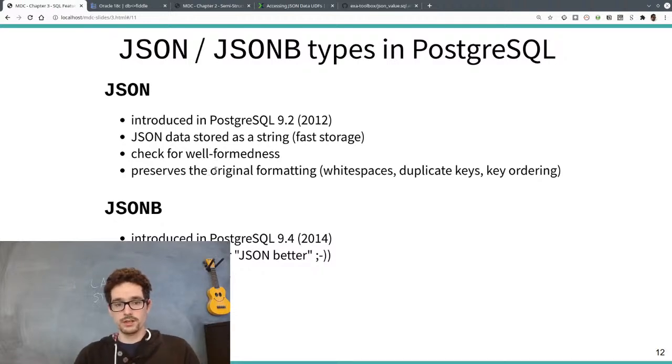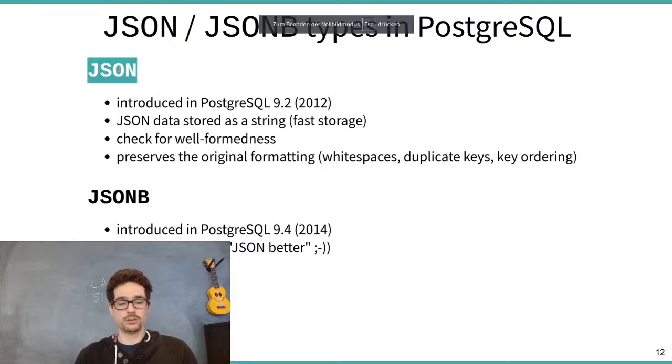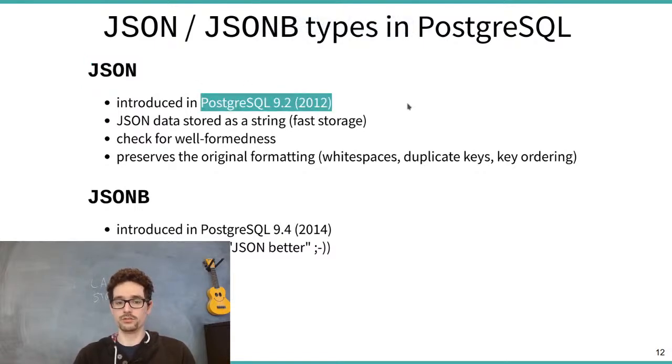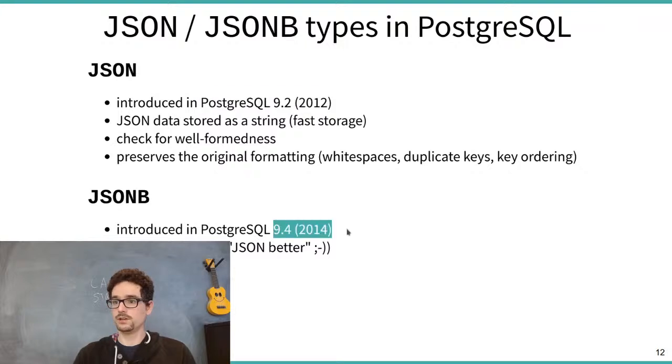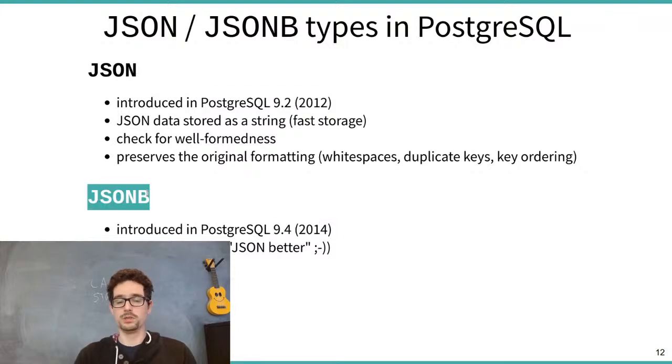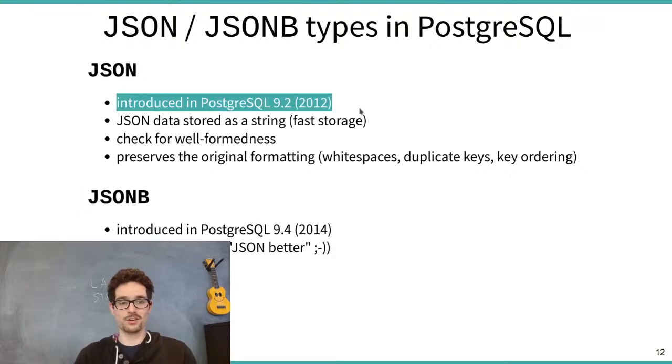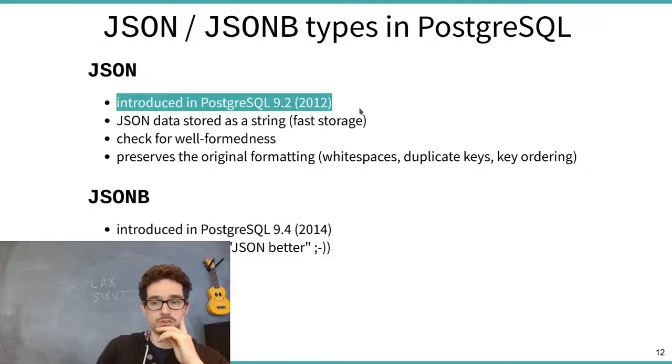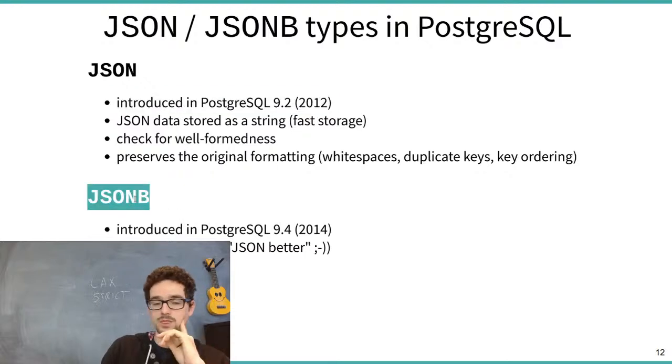For PostgreSQL, we have the JSON type. It stores the data as strings. This was introduced in 2012 in PostgreSQL 9.2. And two years later, in PostgreSQL 9.4, the JSONB data type was introduced. So in the first years, also there, JSON was stored as a string, and you could query that string data. Now with JSONB, you can query it as binary data.